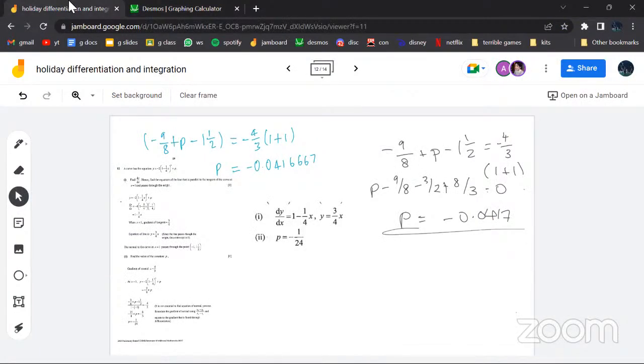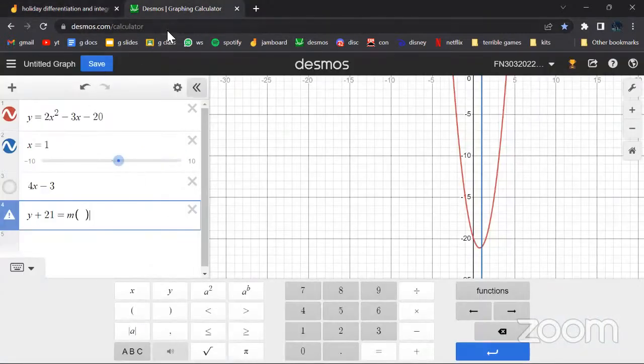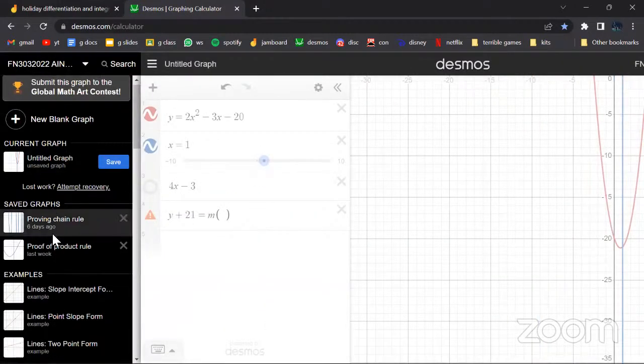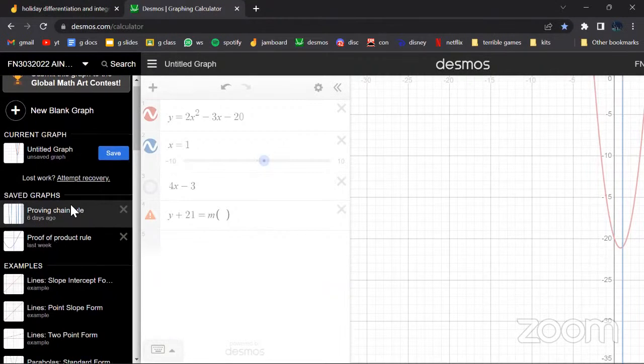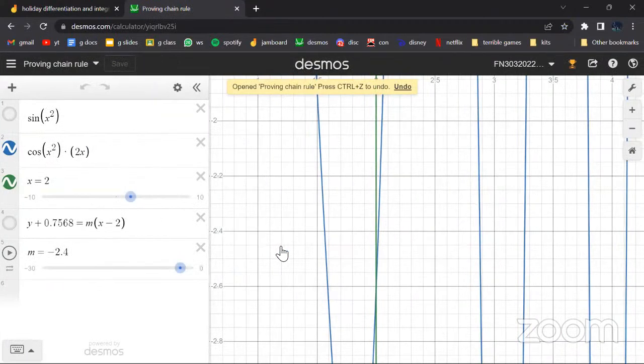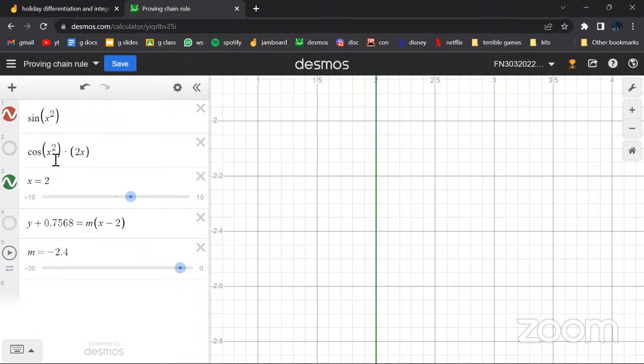Just go to Desmos. Click on the untitled graph or something. Don't save it. Click on the 3 bars. Oh, yeah. Okay, thank you. Click that. Okay, let's go to proving chain rule. Okay, open the graph. Which was the original graph? Not that one. Which the dy/dx? The last one, right? So, okay.